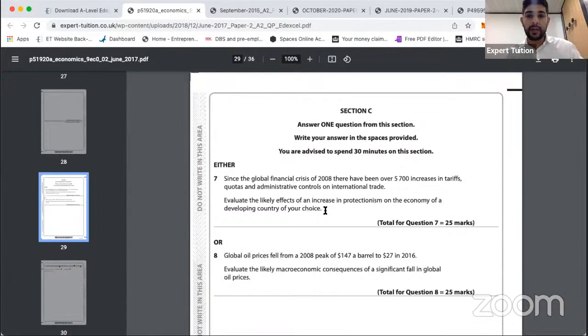For those of you that are at Excel, they obviously can't ask it about a developing country because development is in paper 3, not here. Doesn't matter. Let's just say the impact on the global economy. Let's broaden it out a little bit. Now, if it says the global economy, this is how I would approach it.